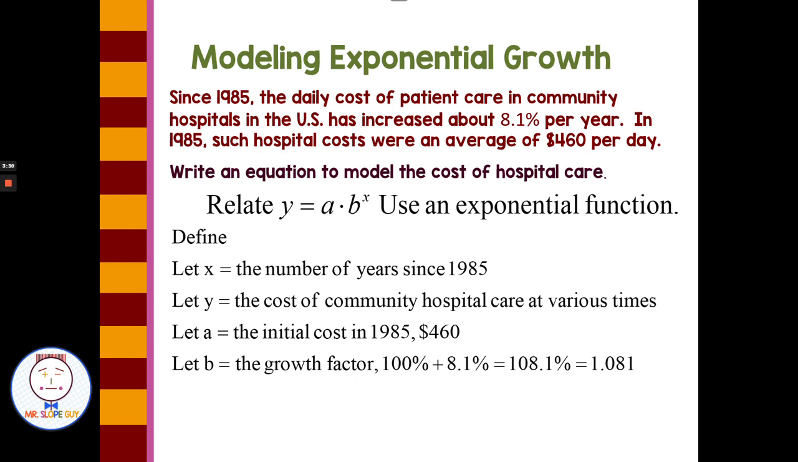The most important thing to pay attention to here is the growth factor. The growth factor at 8.1% is added to the 100% because we still have all the previous 100% of cost. We have the 8.1% in additional, or 108.1%. So we use 1.081 as our growth rate, which gives us the exponential function, y equals 460 times 1.081 to the x. And then we could use that to find cost in years after 1985.